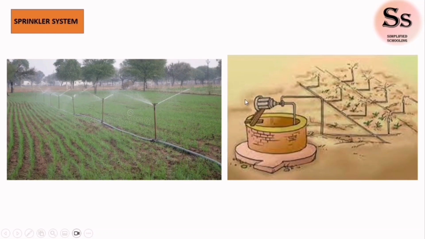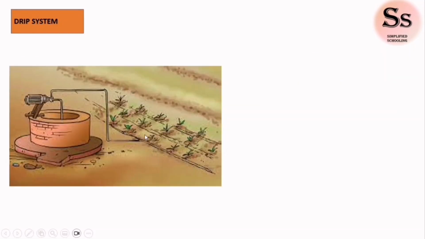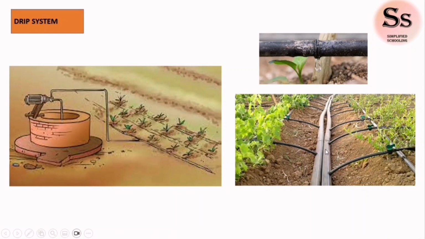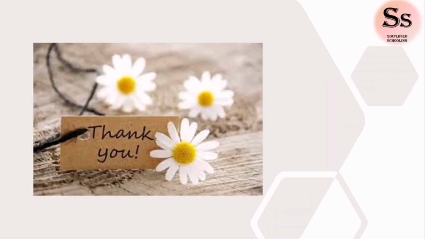And the drip system involves placing tubings with emitters on the ground alongside the plants. These emitters slowly drip water into the soil at the root zone and are very beneficial in regions having poor water supply. Hope you find this video useful.